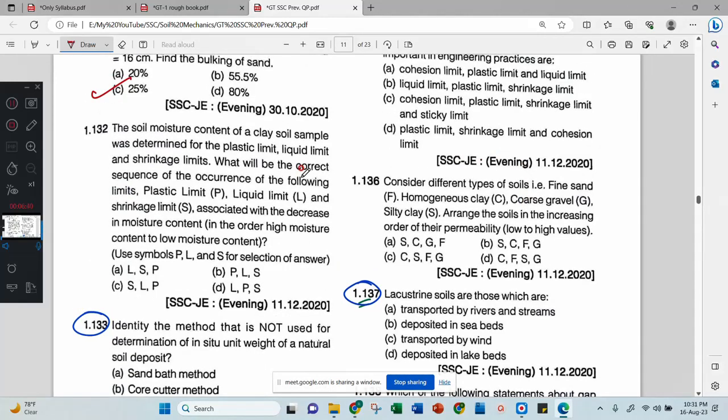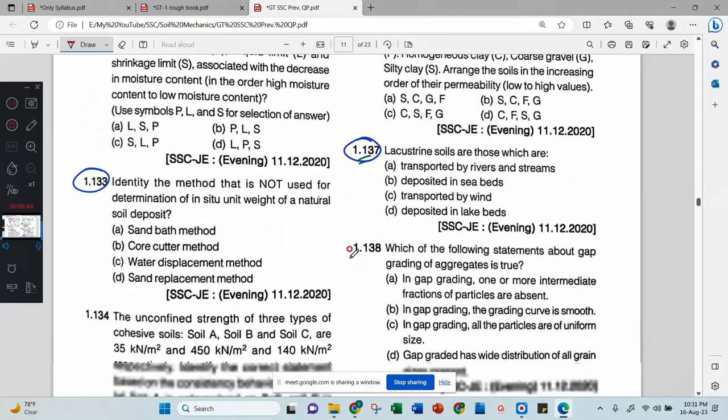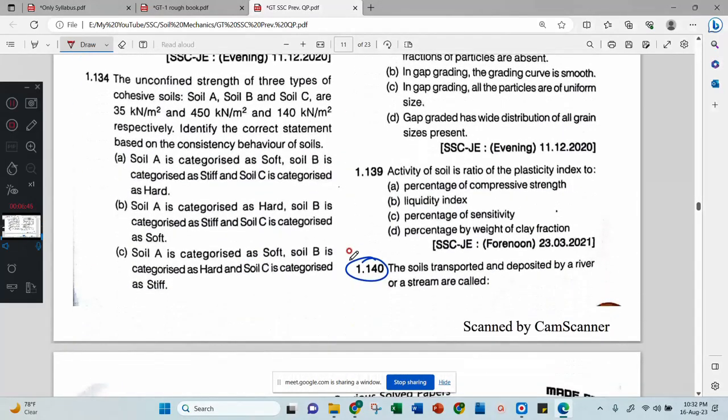Yesterday we discussed consistency limits. Unconfined compression we will discuss in the shear strength chapter.